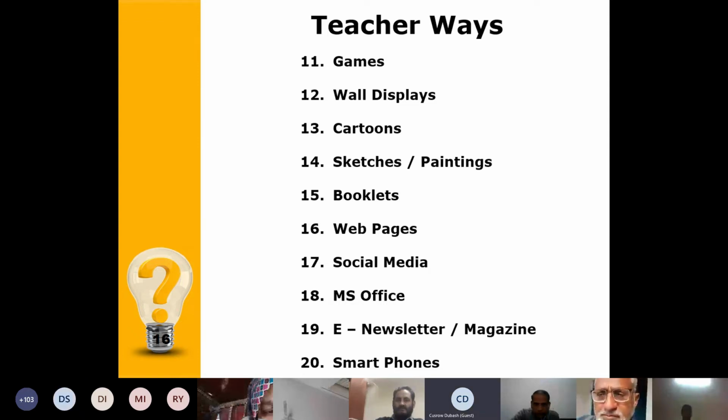13 is cartoons. There are cartoons on many educational topics. Use them. It's a wonderful way to change the pace or the momentum of the class. There are also many sketches and paintings, our own, which we don't use. Have children make booklets.